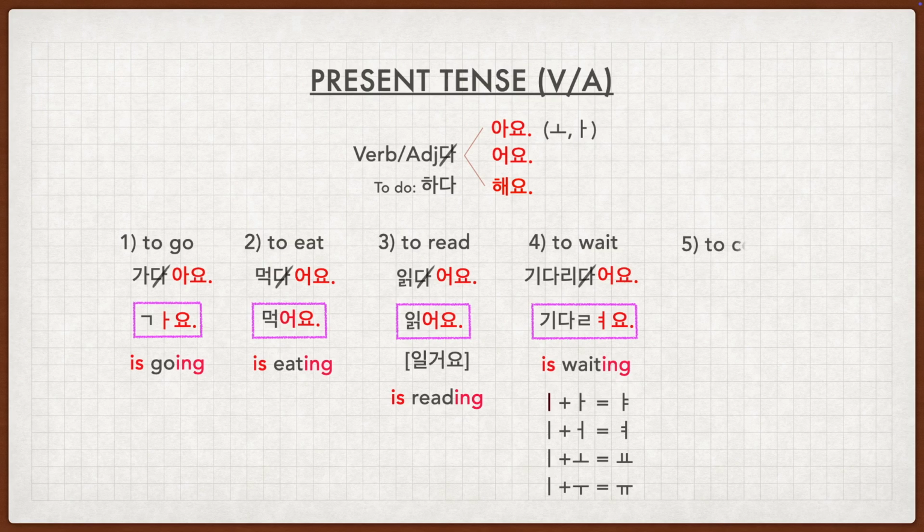Number five, to cook. 요리하다. And from here, when it comes to 하다, just simply change it to 해요. And is cooking, we can just say 요리해요.